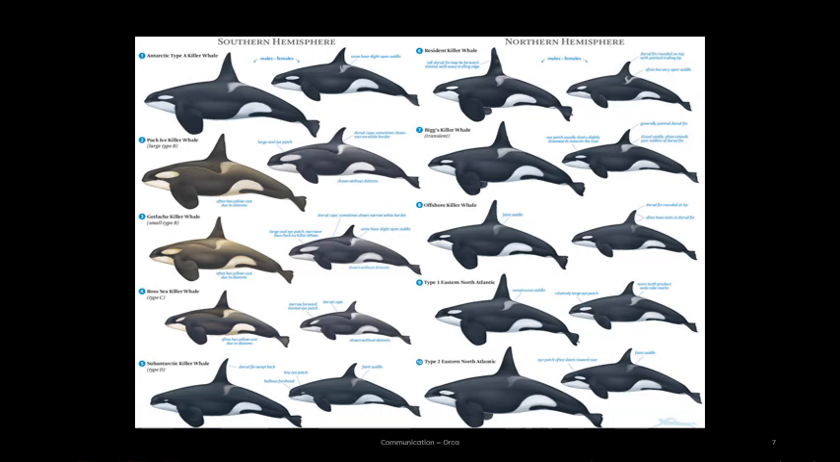Here you have a comprehensive list of different killer whale types. There are two different hemispheres in the world, southern and northern, and you can see how there are different killer whales in different hemispheres. And yeah, the main difference is the dorsal fin and the spots they have and the color of the skin.